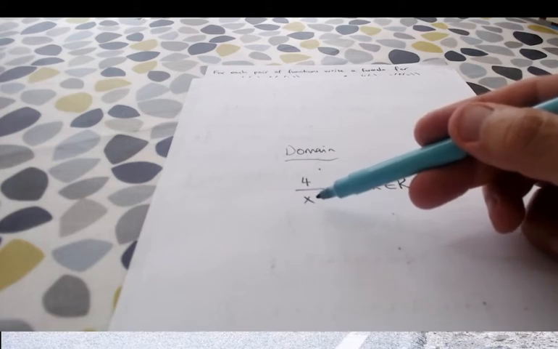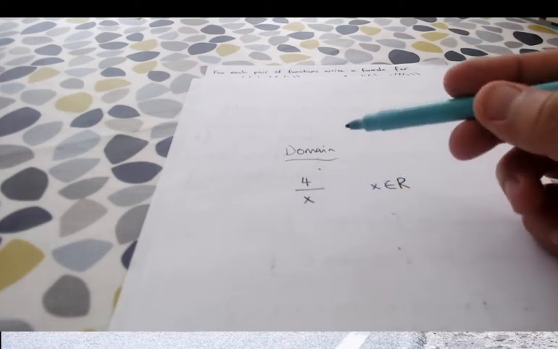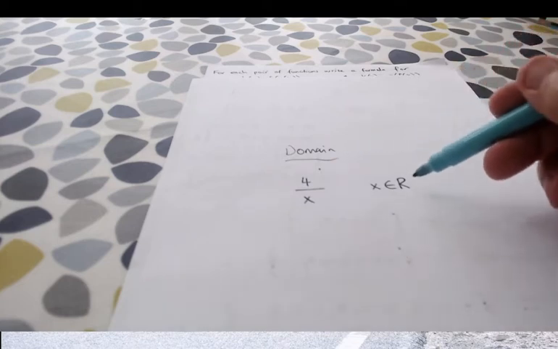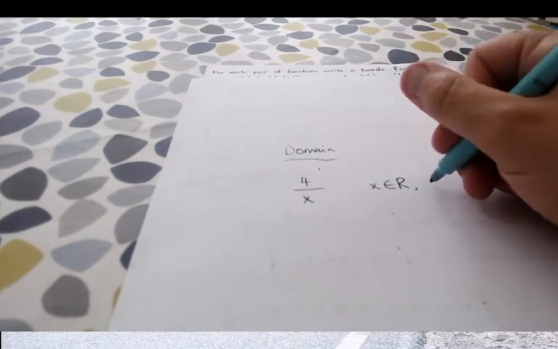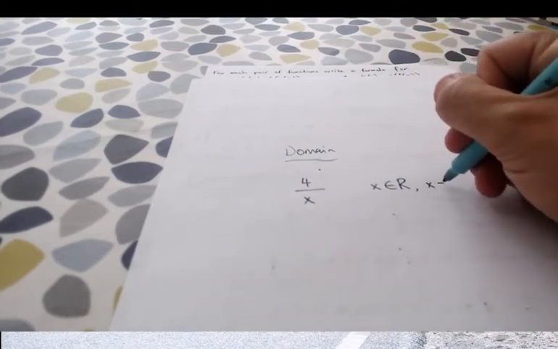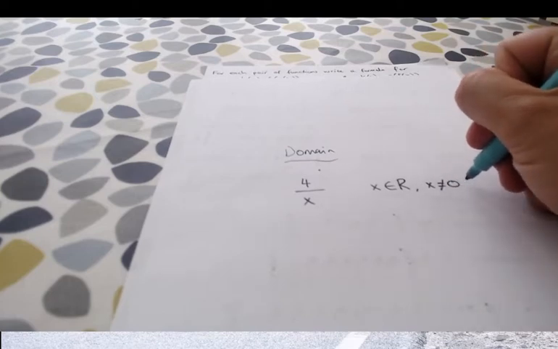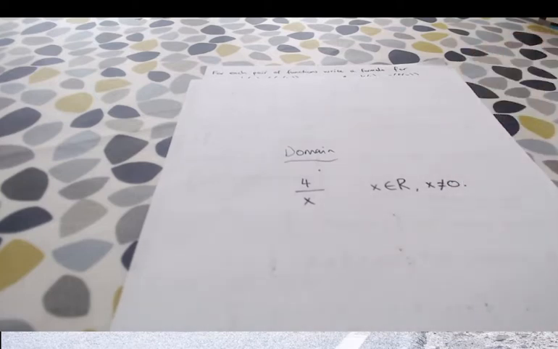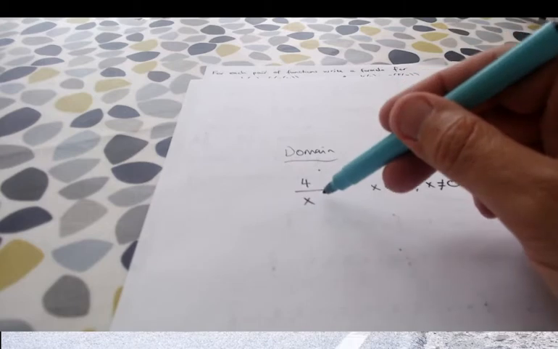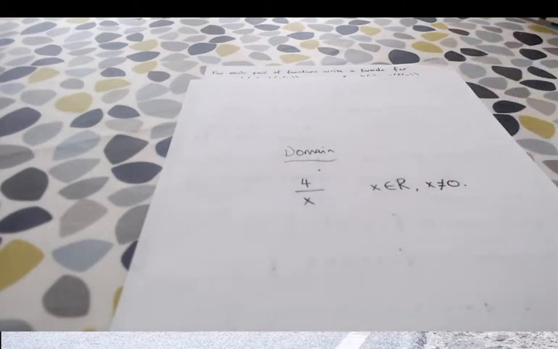We never want the bottom of a fraction to be 0. So what I can say here is that x can be any whole number, x can be any real number, but it cannot equal 0. We don't want it to be 0, because if it equals 0, it stops this from working. Right, that's just a bit of maths geekery for you there.